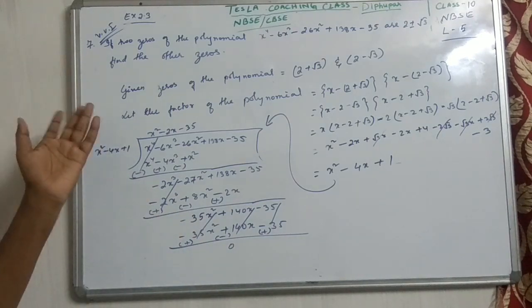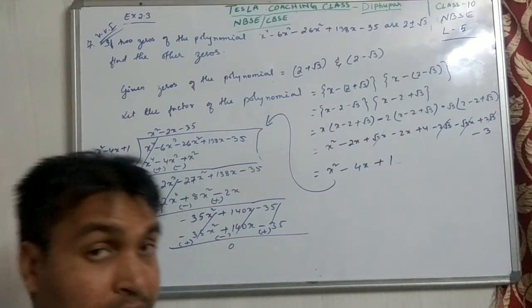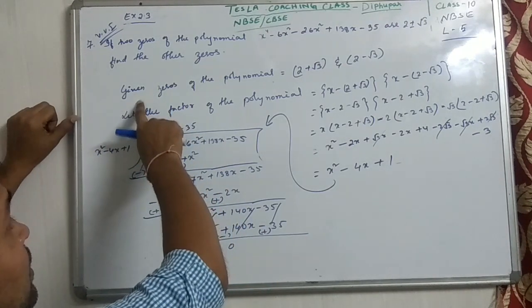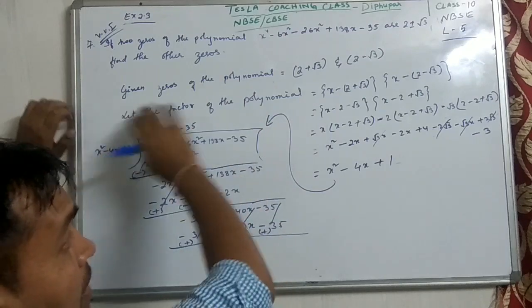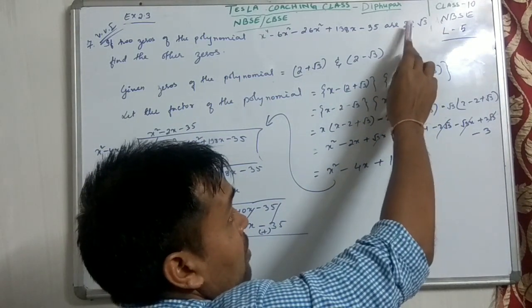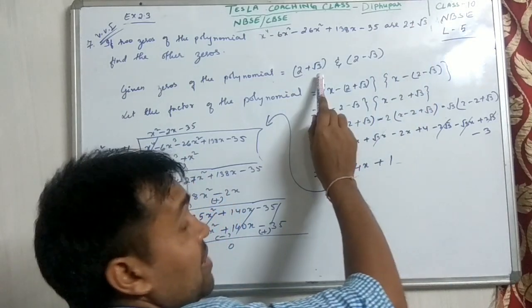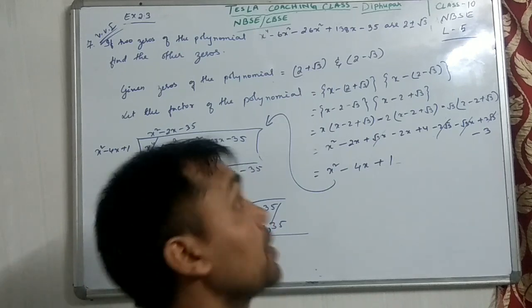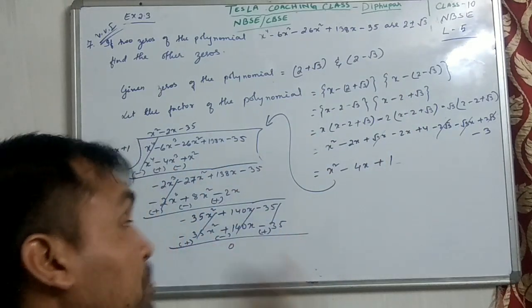So as we followed the procedure in the previous question, the same way we are going to do here also. These are the given zeros of the polynomial. Here two zeros are given. One is 2 plus root 3, and another zero is 2 minus root 3. So we have written that.